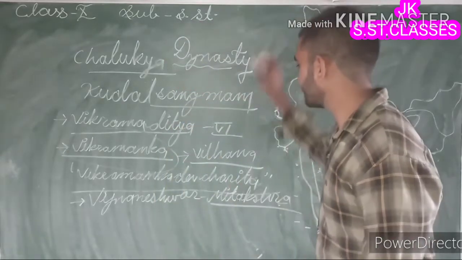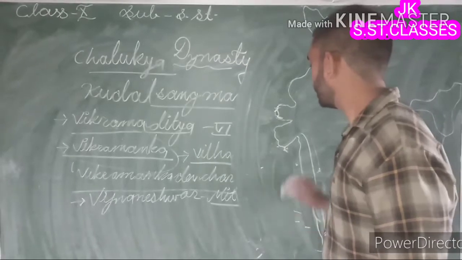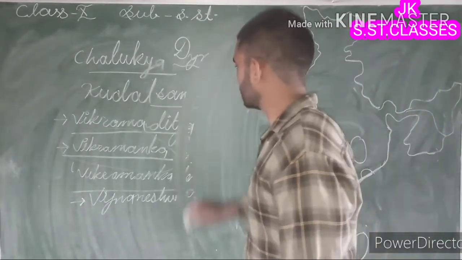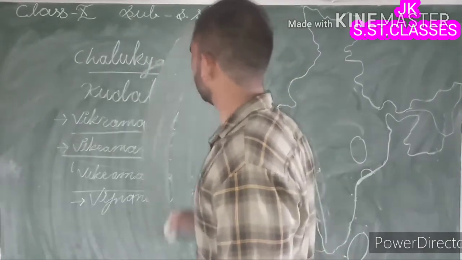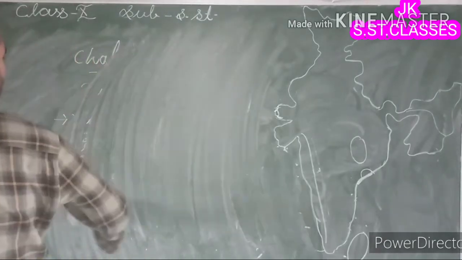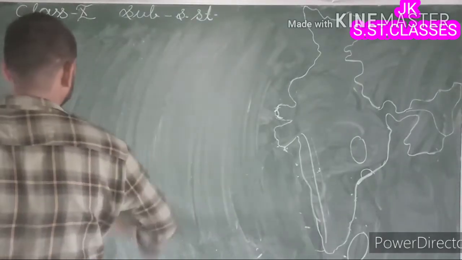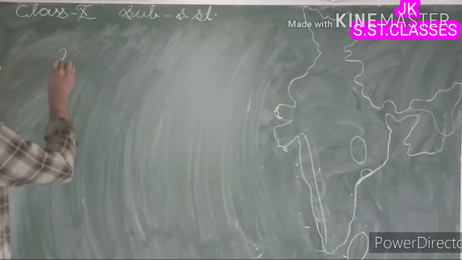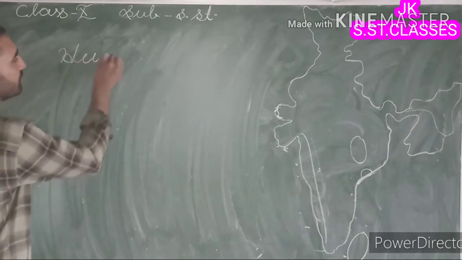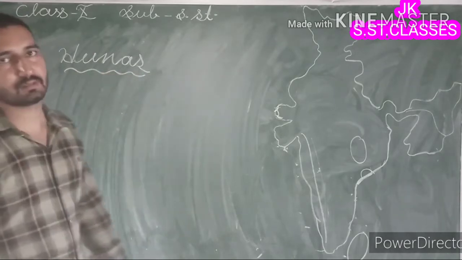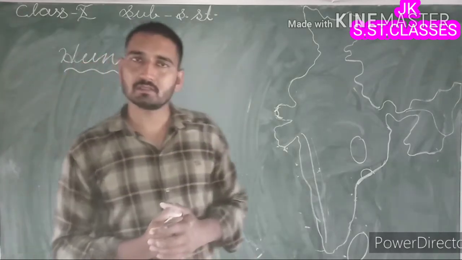So here as the next we are going to discuss about the invasions and assimilation, okay. Sakas, Hunas and Kushans. So guys, the first point is related with the assimilation of Hunas.